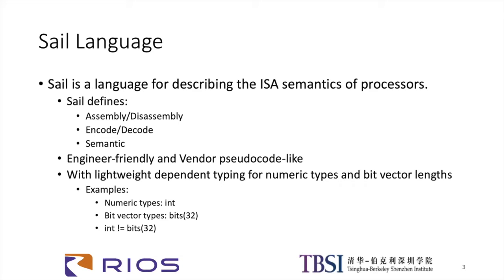Sail is a language for describing instruction set architecture semantics. It defines the instructions' assembly and disassembly, binary encode and decode, and also semantics. It is an engineer-friendly pseudocode-like language. It supports lightweight dependent typing for numeric types and bit vector lengths. For example, you can declare a 32-bit bit vector type using bits 32.